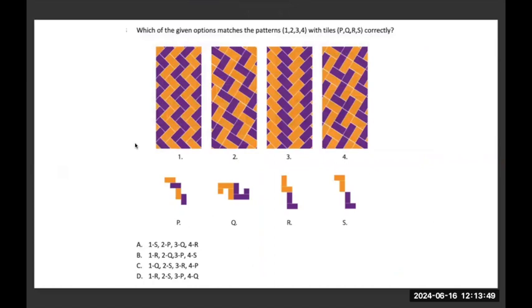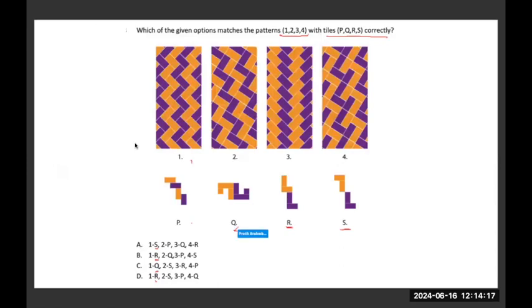Which of the given options matches the patterns 1, 2, 3, 4 with tiles P, Q, R, S correctly? In this case, this can be a little bit tedious or longer, provided you go on checking with each and every tile and the pattern. So what we'll do is we'll look at the options directly. In this case, when I compare the options, one is either S, R or Q. S, R or Q is the one. So S ये है, R ये है और Q ये है.